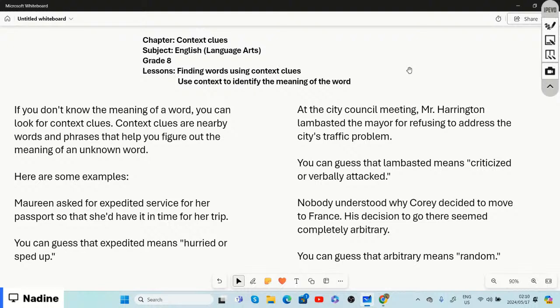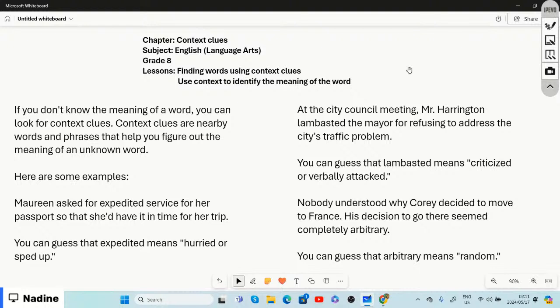And if we look at this example of context clues, if you don't know the meaning of one word, you may use a word that is nearby, or a phrase that is as close as possible to that word, to figure out the meaning of an unknown word. Maureen asked for expedited service for her passport so that she'd have it in time for her trip. You can guess that expedited means hurried or sped up, and the reason we get that idea is because it says so that she can be in time for her trip. So expedited probably means to hurry up or to speed up, because you would want it on time.